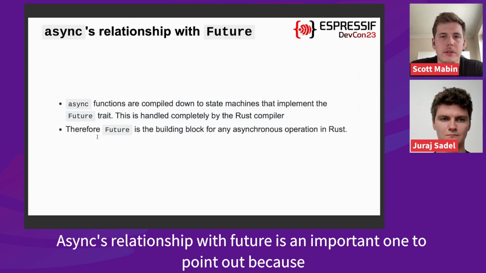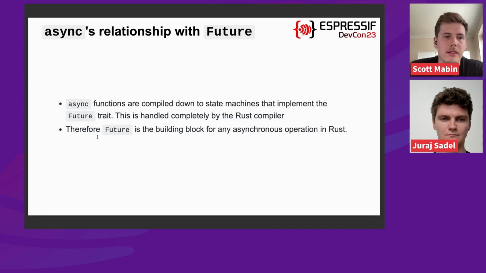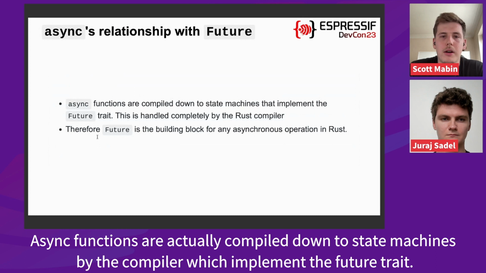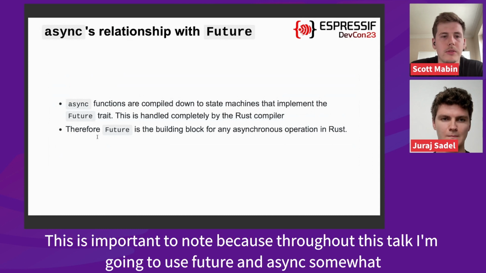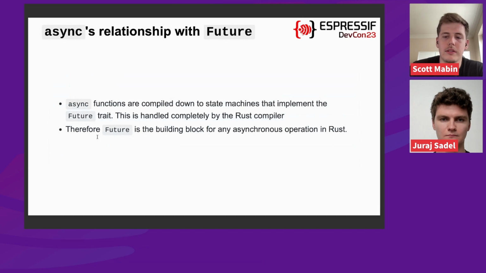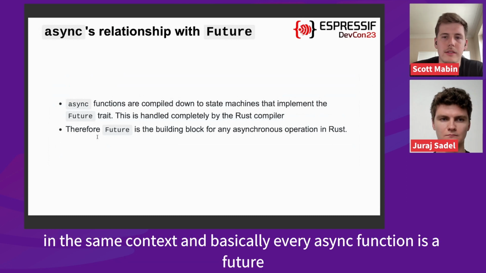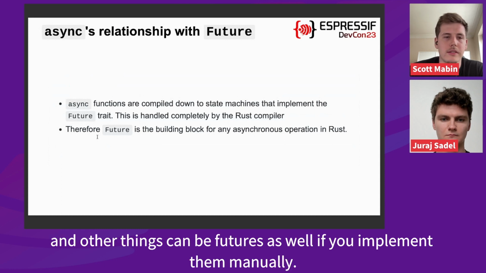Async's relationship with future is an important one to point out because async functions are actually compiled down to state machines by the compiler, which implement the future trait. And this means that the future trait is the building block for any asynchronous operation in Rust. This is important to note because throughout this talk, I'm going to use future and async somewhat in the same context. Basically, every async function is a future, and other things can be futures as well if you implement them manually.